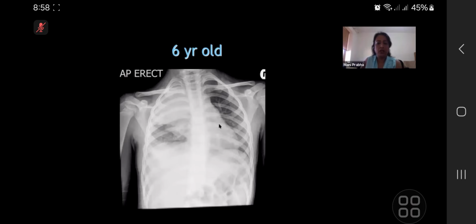Otherwise, the cardiac shadow looks normal. See, there is a little bit of scoliosis also, which occurs in cases when there is infection, because they try not to expand that side, and they tilt to that side so that it doesn't cause pain. So this is a very commonly seen finding, that there is right upper lobe and right middle lobe consolidation in this one, probably associated with some pleural effusion. Now let's go back to the first one.